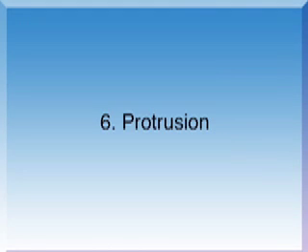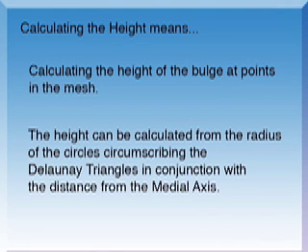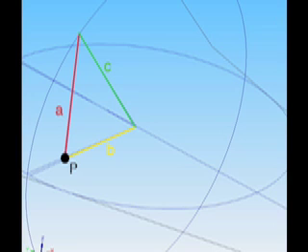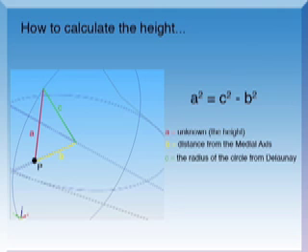The next step, protrusion, will allow us to bulge the 2D shape into a 3D form. This means that we'll calculate the height of the bulge at points throughout the mesh. The height can be calculated from the radius of the circle circumscribing the Delaunay triangles in conjunction with the distance of that point from the medial axis. Here we have a circle that circumscribes the Delaunay triangle, and the circle again rotated 90 degrees. If you calculate the distance to the nearest point on the medial axis transform B, and the radius of the circle centered on the medial axis transform C, then the height at P will be C squared minus B squared.